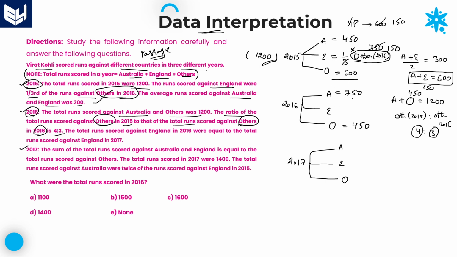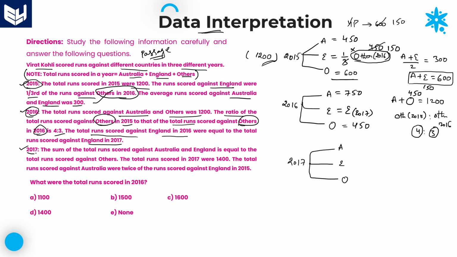Whereas coming to 2016, as of now we got Australia 750 and others 450. And still we have some more information related to this. The total runs scored against England in 2016 were equal to the total runs scored against England in 2017. So England 2017 runs and England 2016 runs are both the same. So we need to calculate the number of runs scored in England 2017. Once you get that one, definitely both are equal. That is the information in the year 2016.